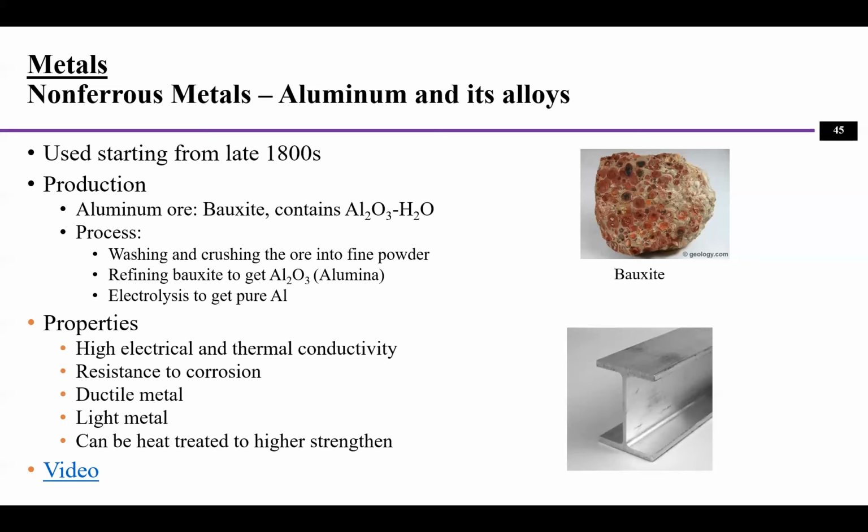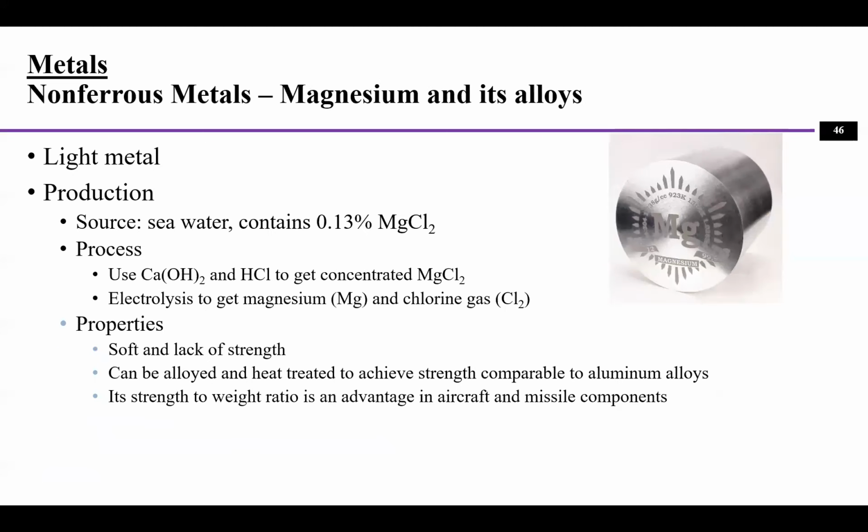But later, after the mass production of aluminum, it became more available to people, and then the price of aluminum dropped. And now it is a very common material in our lives. And another material is magnesium. So magnesium is more soft and also lacks strength. So it's a light material, but it has really good strength to weight ratio.